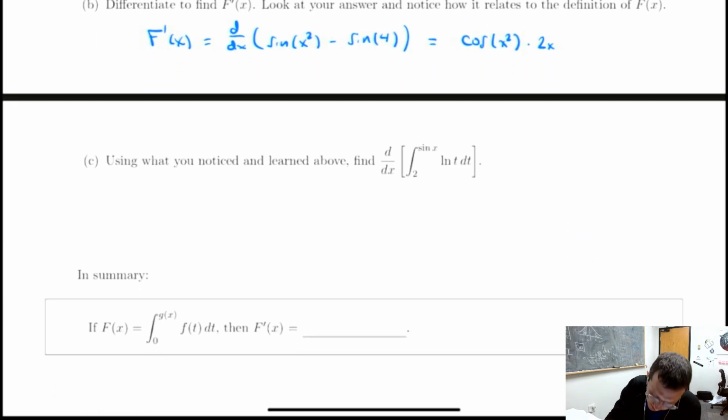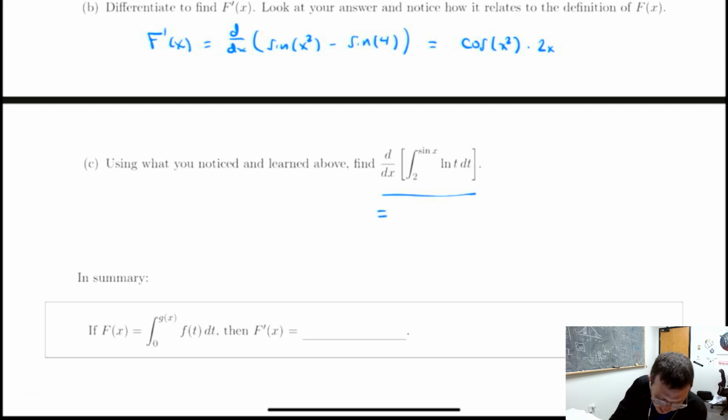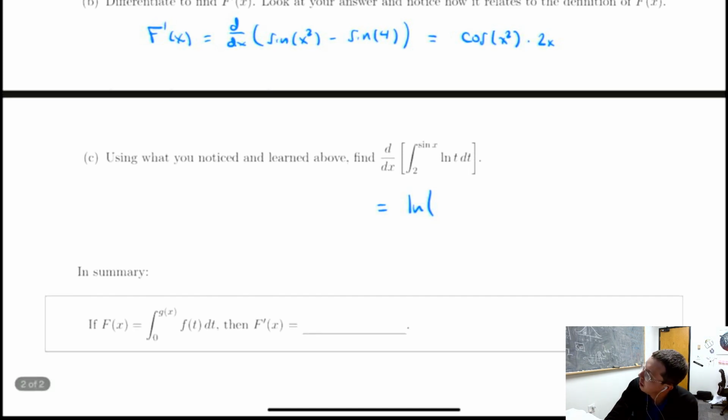So, I might guess that in this example, I'm supposed to end up with the natural log of sine of x, which I've obtained by taking the integrand and replacing the t with the upper bound. But I should also expect to get a factor of cosine of x, which is the derivative of that upper bound, sine of x.